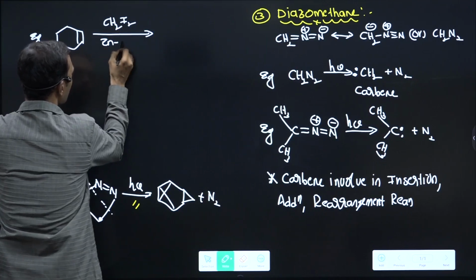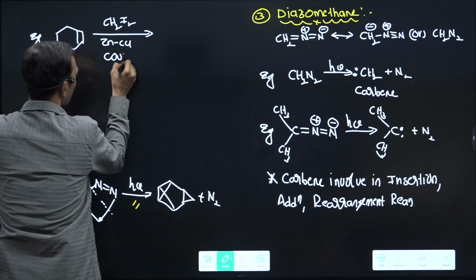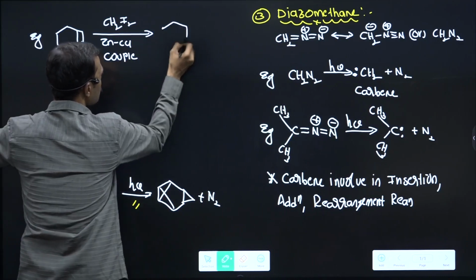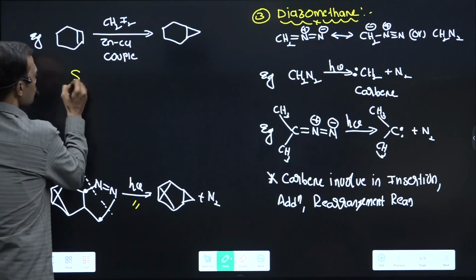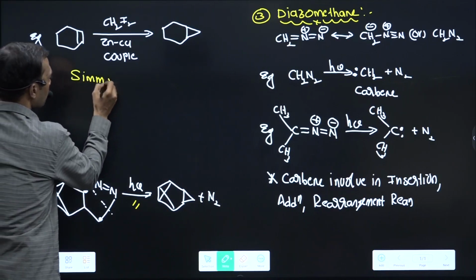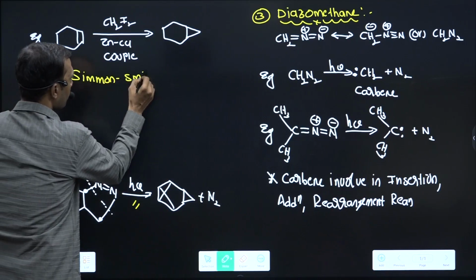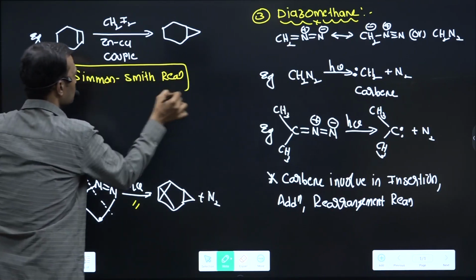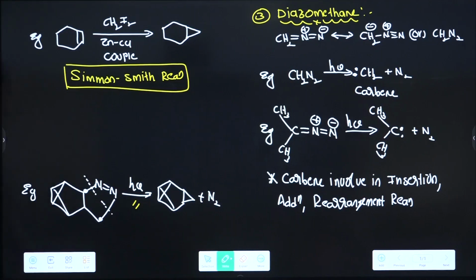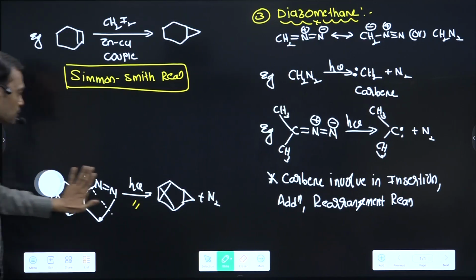Diiodomethane in presence of zinc copper couple. Then what is your answer? Formation of cyclopropane. So this is called Simmons-Smith reaction. Carbene intermediate reaction. Diiodomethane in presence of zinc copper couple will give cyclopropane. That is Simmons-Smith reaction.